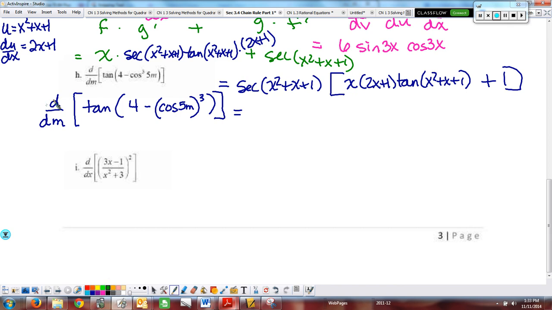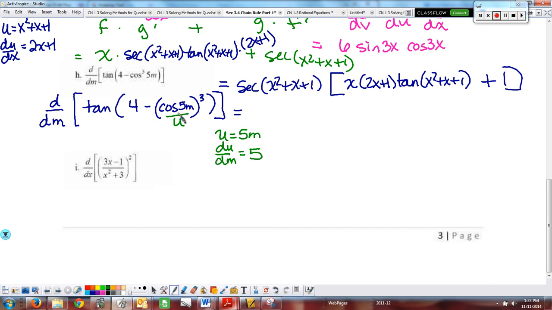All right, so I want to do the tangent, but it's a composition. You got to go all the way to the inside. Okay, so now I'm all the way to the inside. It's going to be the 5m. So u equals 5m. du dm is going to equal 5. Okay. So that's my u.